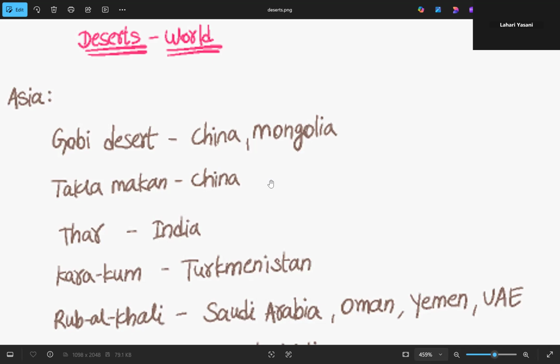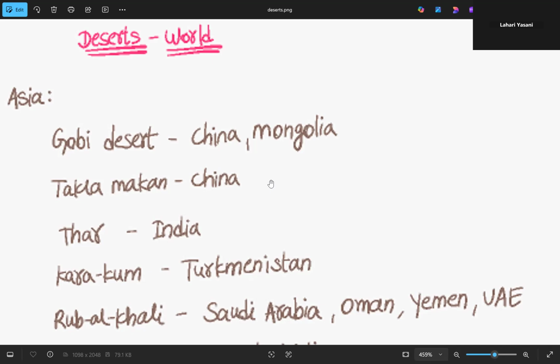Now, before going to the continent-wise deserts, there are some superlatives regarding the deserts. What is the largest desert? What is the largest polar desert? So Antarctica desert, not Arctic, Antarctica, which is in South Pole region. Antarctica desert is the largest polar desert, and it is also the largest desert in the world. Whereas the second largest is Arctic region, which is also a polar desert.